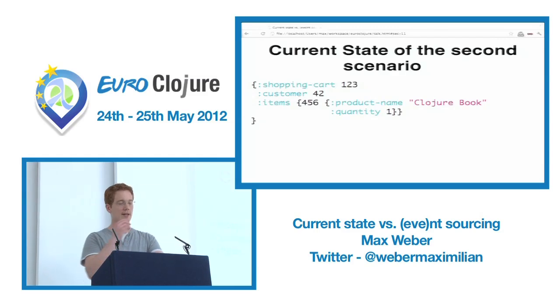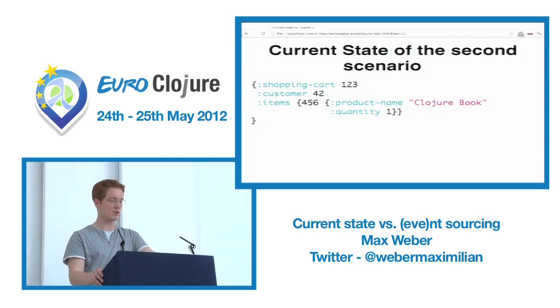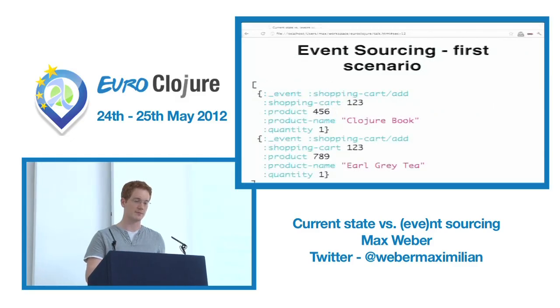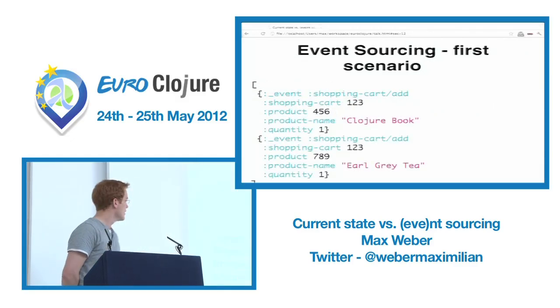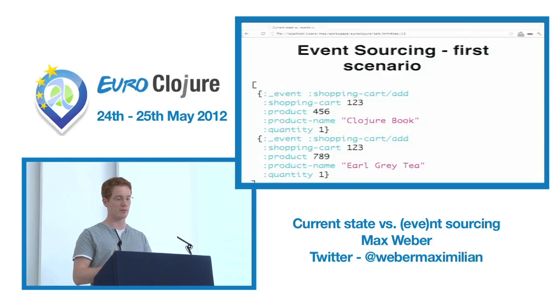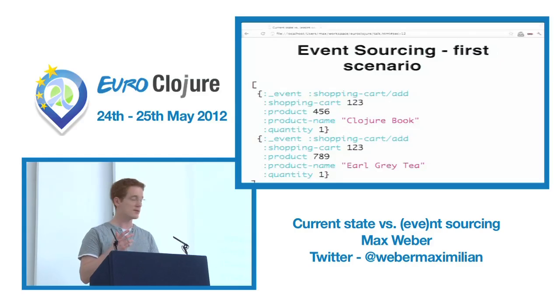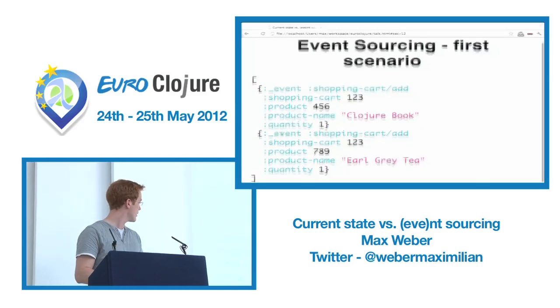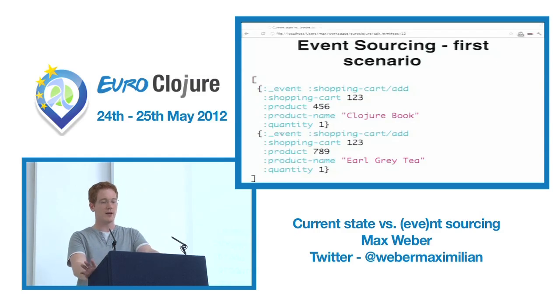So, let's take a look at an example how this online shop example can be modeled with event sourcing. Here we have two maps which represent the event that a product has been added to a particular shopping cart. Both refer to the shopping cart ID and the corresponding product ID. We have used the underscore event entry here to define a name for an event. The event name is a keyword with a namespace here.